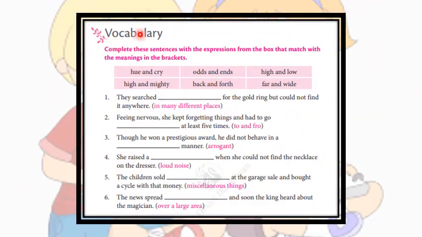Now next is vocabulary. Complete these sentences with expressions from the box that match the meanings in the brackets. See, these are the meanings given in the bracket. You have to find the words in the box which have the same meanings as these words in the brackets. Find out the correct meanings from the boxes and fill in the blanks.